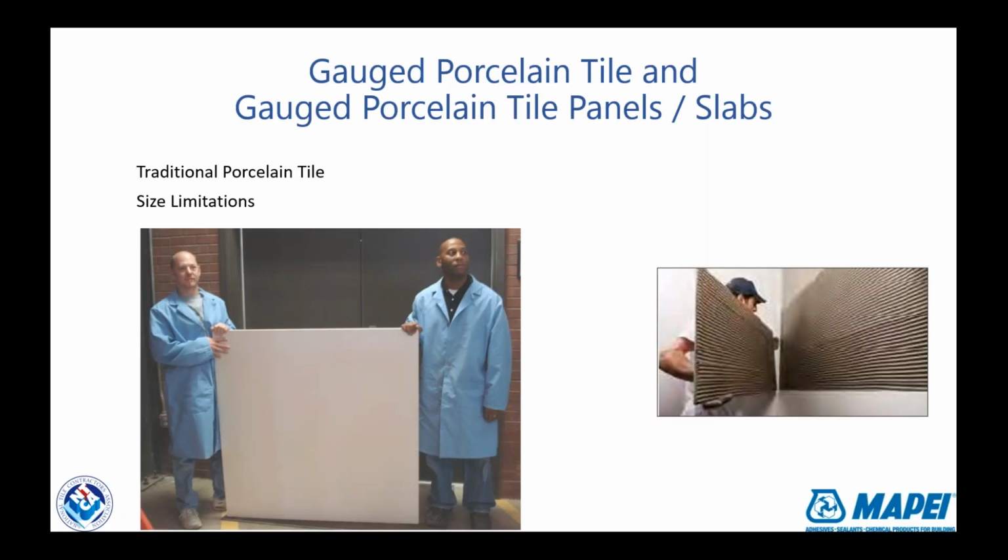There are limitations on that. The tile you see being held by a couple of gentlemen from the TCNA lab is the largest pressed tile you can make, which is about 4 foot by 4 foot. What you see commonly today in a big tile at 10 millimeters, or about 3/8 inch thickness, is 2 foot by 4 foot. And the gentleman on the right is installing a very large one as well.